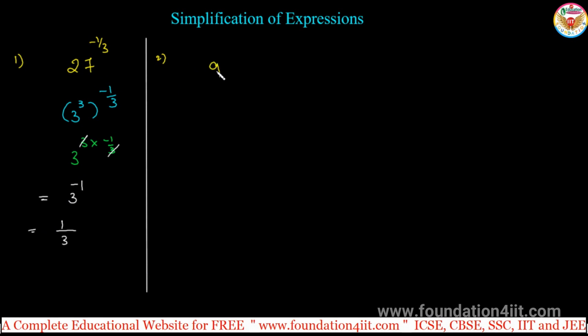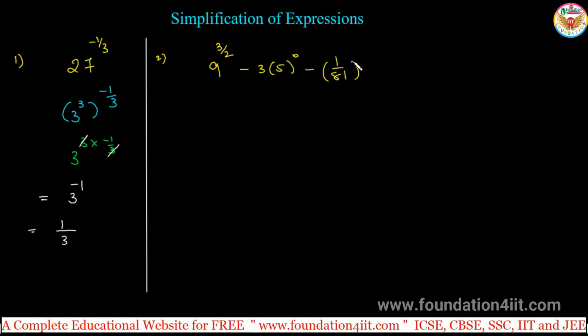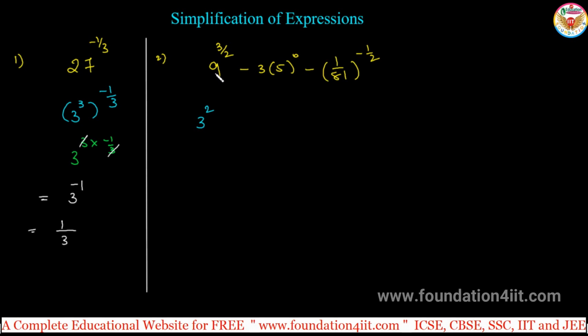Question is 9 to the power 3 by 2 minus 3 into 5 to the power 0 minus 1 by 81 to the power minus 1 by 2. This you have to simplify. First step, make the bases a product of prime numbers. That means 9 we can write as an exponent of a prime number, so 3 square. Or else, checking the denominator is 2, and 9 we can also make as 3 square, all to the power again 3 by 2, minus 3.